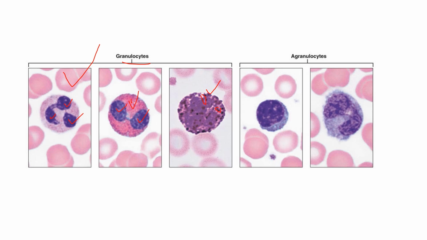Whereas in agranulocytes, we already saw a lymphocyte. A lymphocyte has a tiny rim of cytoplasm, and eventually this is a monocyte, and a monocyte has this characteristic bean-shaped nucleus.